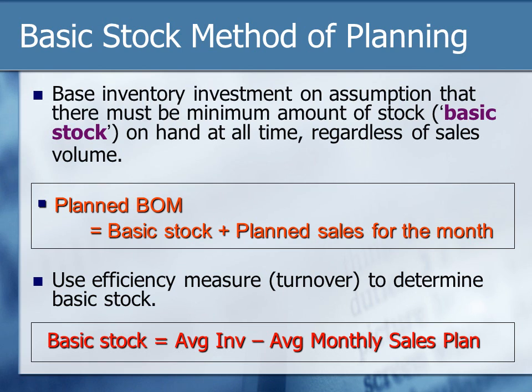And I said the basic stock method uses the inventory turnover as the efficiency measure to determine the stock level. The turnover is actually used to determine the basic stock portion of the BOM. Because basic stock is calculated by subtracting the average monthly sales from the average inventory. And we know that the average inventory is used to calculate turnover, right? So once you know your turnover and the seasonal sales plan, then you can also calculate the average inventory based on this turnover and sales number. Then from which you can calculate basic stock.